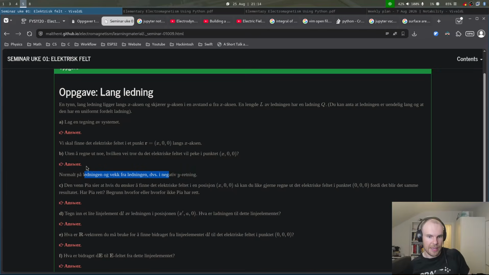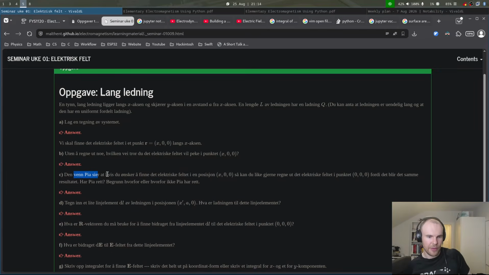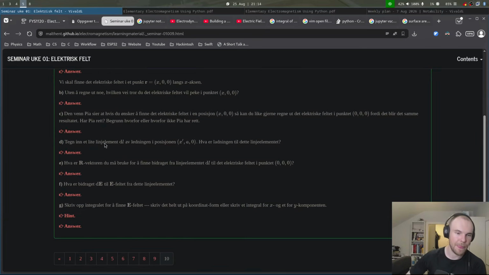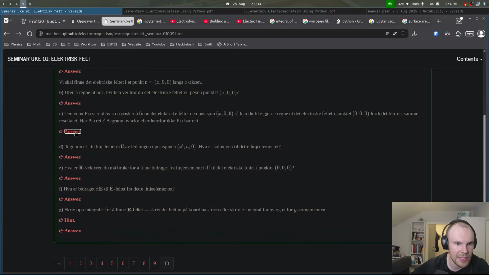So the electric field will just point straight downward, minus y. Your friend Pia says that she wants to find the electric field at a position, and you can just use the position 0, 0 because the result is the same. She's correct, right? Like I said, if it's infinitely long, it will come from all directions, and those that aren't parallel to the y-axis will cancel out because they go on each side, right? Yeah, she's correct.